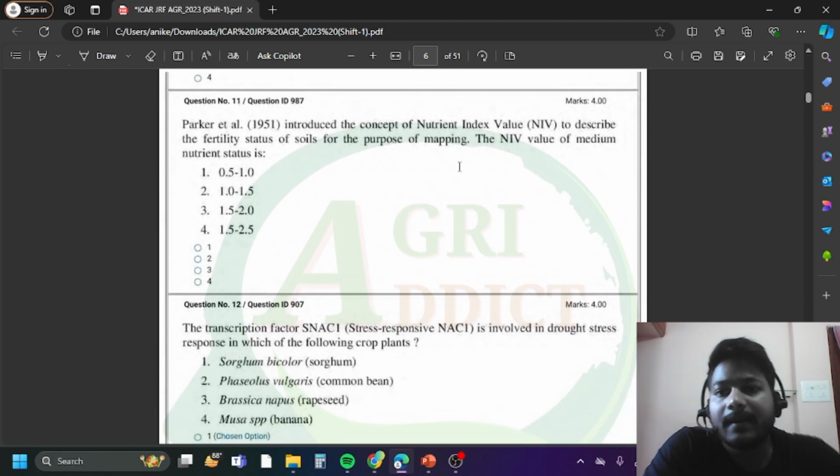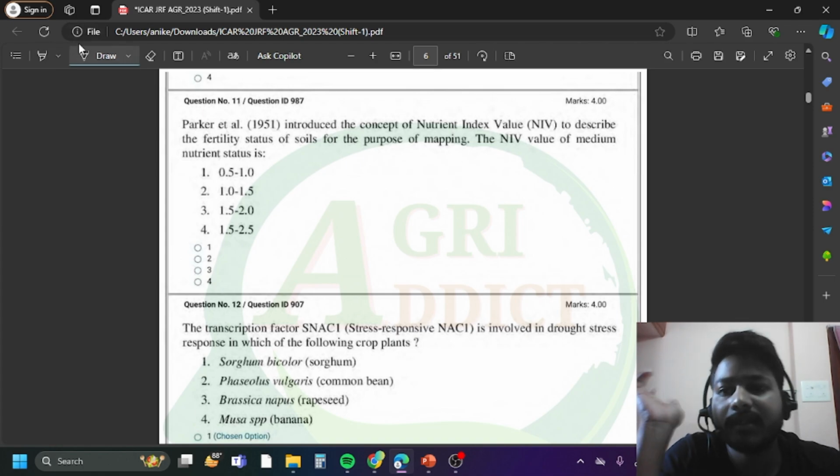Question number 11. Parker et al. 1951 introduced the concept of nutrient index value to describe the fertility status of soil for the purpose of mapping. The NIV value for medium nutrient status. As you know, the nutrient index value given by Parker et al.